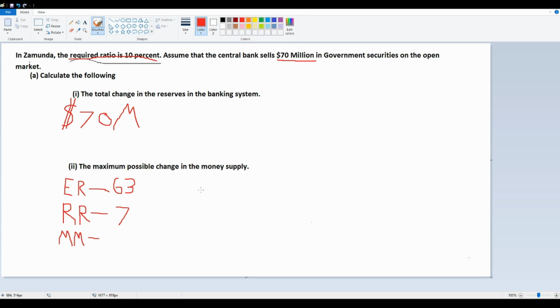Now that we found our ER and RR, we got to find our money multiplier, which, like I stated earlier, is 1 divided by 0.1, which will give us 10. So now that we have all our variables mapped out and accounted for, all we have to do is plug them into the formula. So we'll do 63 times 10 plus 70. And after you calculate this, your answer should be 700 million.